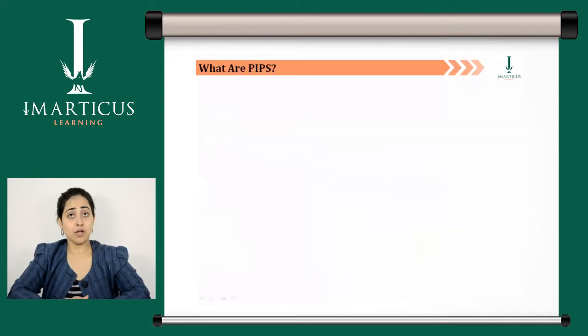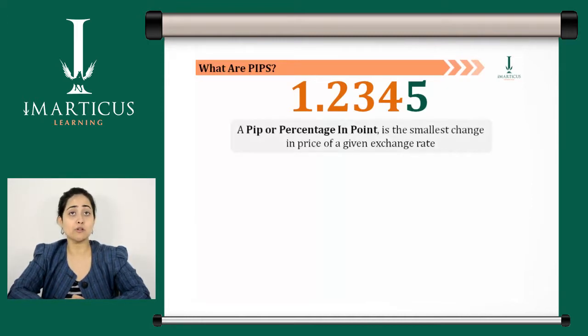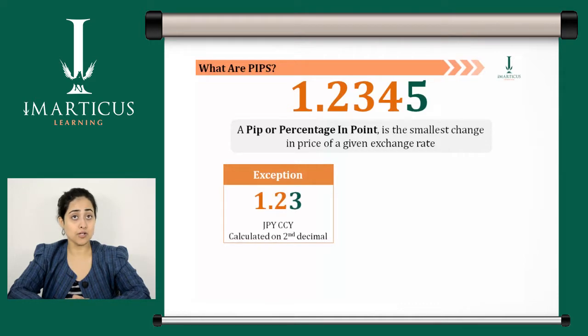Based on the market price, a foreign exchange rate quotation normally consists of 5 significant figures, starting from right to left. The first digit is known as a pip, the second digit is known as 10 pips, and so forth. A pip, or percentage in point, is the smallest change in price of a given exchange rate. The currency pairs are quoted to the 4th decimal place to be accurate. An exception is the JPY currency, where the pip is calculated at the 2nd decimal place.